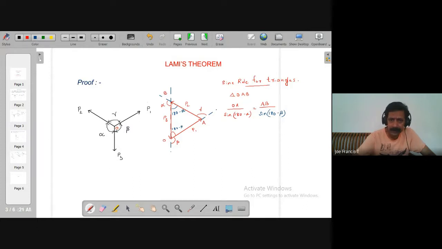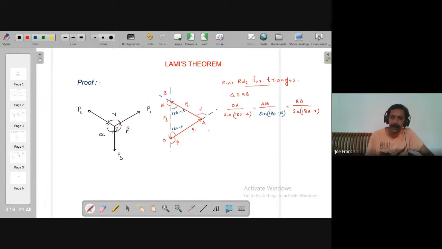And similarly, the third side is BO. BO should be proportional to the sine of this angle here, which is between P1 and P2, which is 180 minus gamma. So I write it as sine 180 minus gamma. So we have the three sides. This is what we call the sine rule of triangles. So this itself is your Lami's theorem, right?